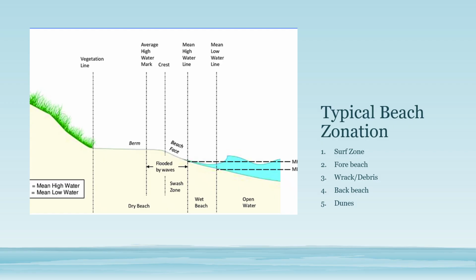Behind that, you have your dunes. So the back beach transitions into the dunes. The dunes are piles of sand that have been pushed there by sea breeze, and plants grow there. The most important plant of the dunes are sea oats. Sea oats and other plants hold that sand in place.